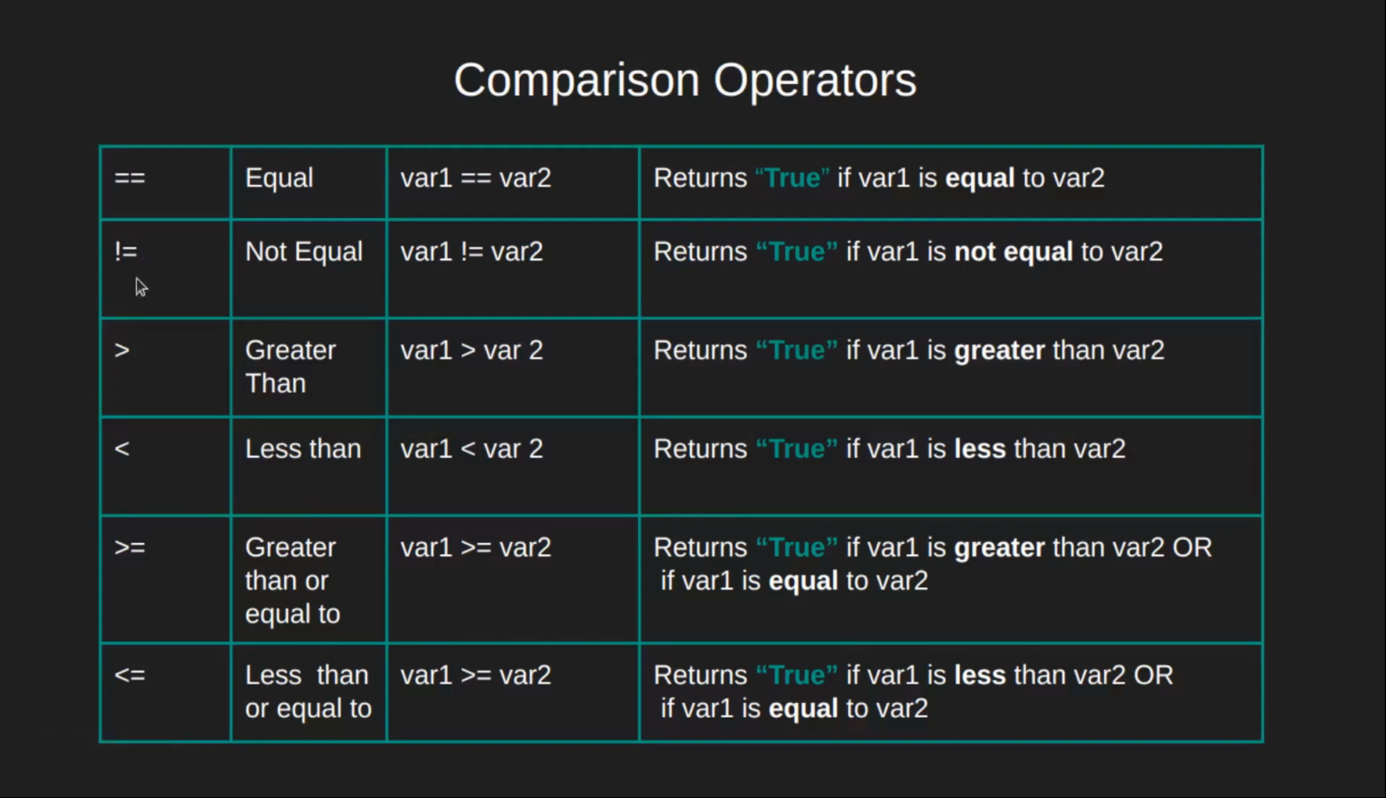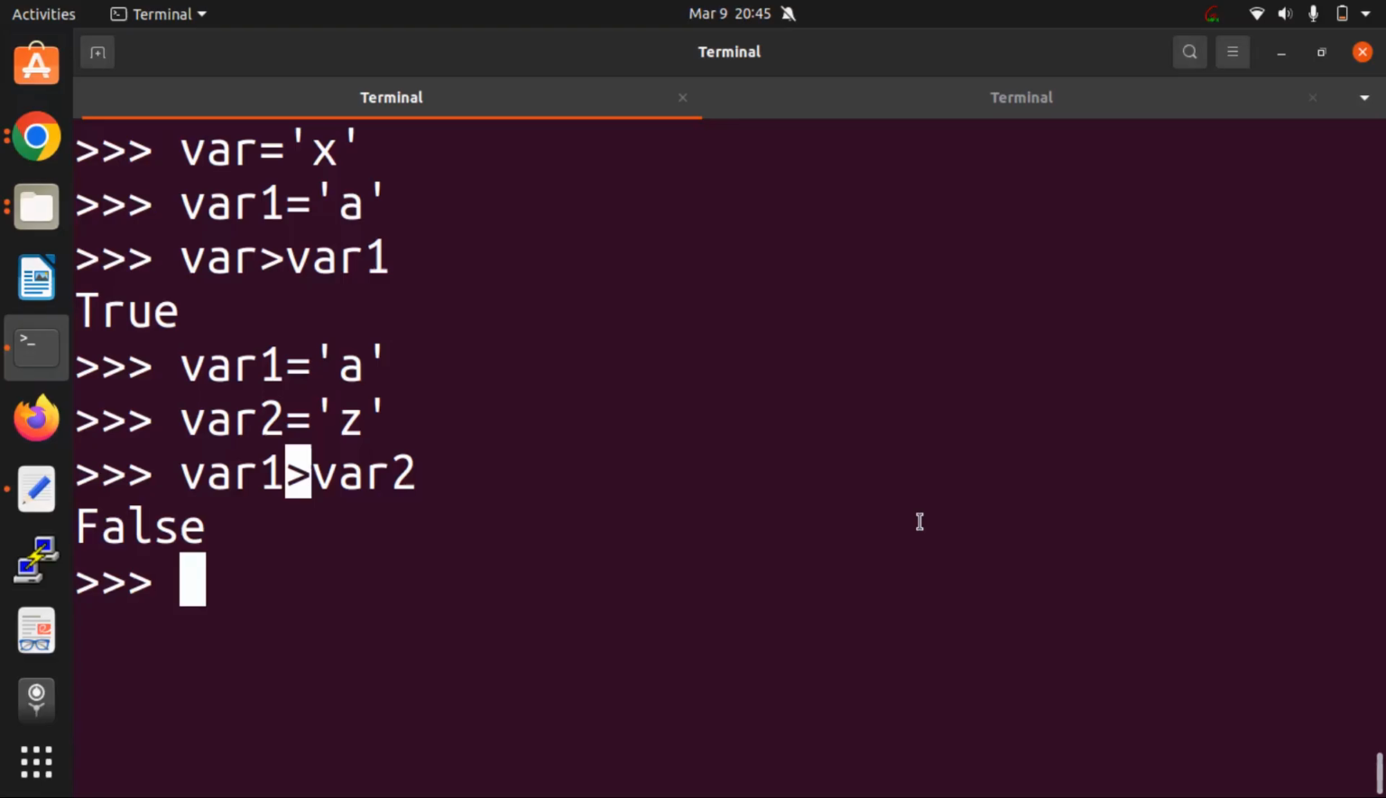A combination of greater than equal to and less than equal to are available, where it will return true if variable 1 is greater than variable 2 or it's equal to variable 2. If either of these two conditions is true, it will return true. Please note it is an or: one of these two conditions is sufficient for it to become true. It's an or symbol. All right, so let us see that.